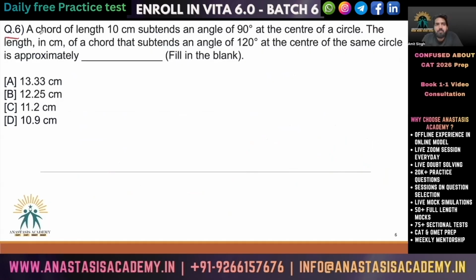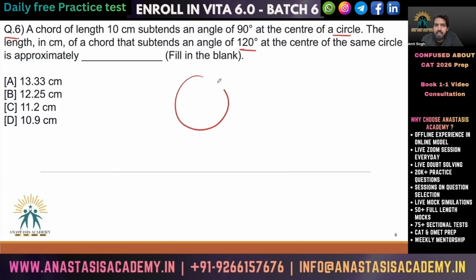Okay, let's look at this question now. A chord of length 10 centimeters subtends an angle of 90 degrees at the center of a circle. The length in centimeters of a chord that subtends an angle of 120 degrees at the center of the same circle is approximately. Very easy question.